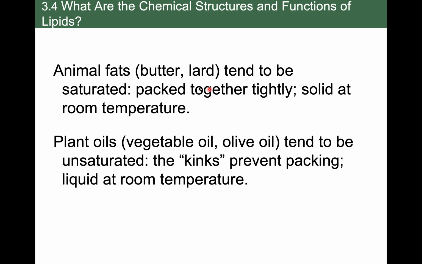And there's health consequences to eating lots of these saturated fats because they will tend to pack together and solidify in your circulatory system, right? Clogging up your arteries and restricting blood flow and causing heart attacks and strokes and all kinds of serious health issues.